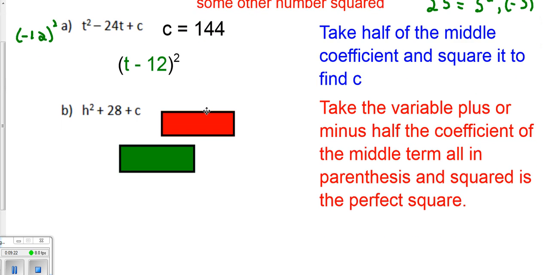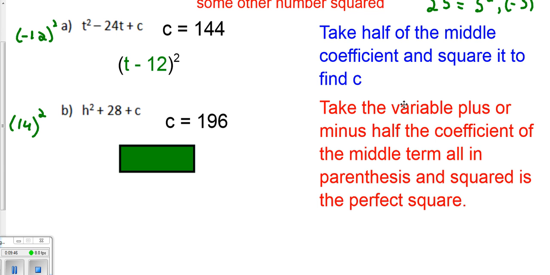Let's look at another example then. Again, take half of the middle coefficient and square it to find c. What's half of 28? Well, that would come out to 14. What happens if you take 14 and square it? Well, that would leave us with c equals 196.